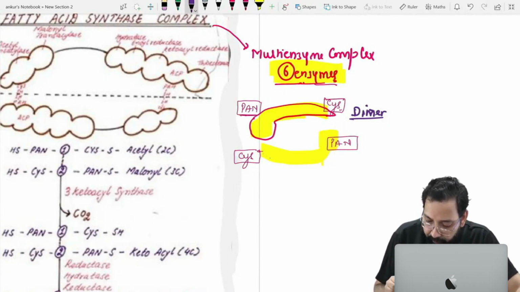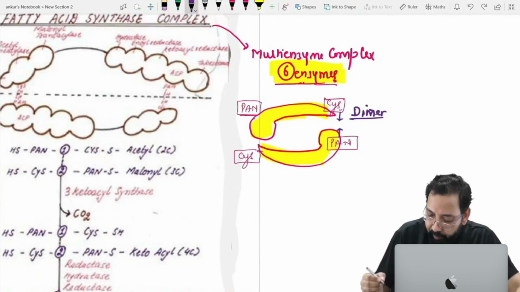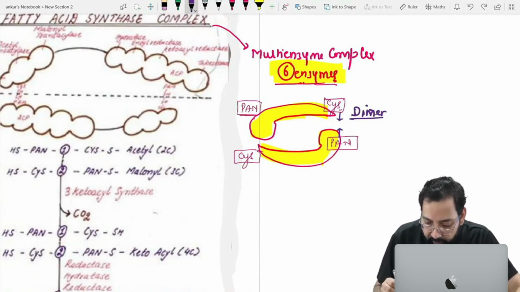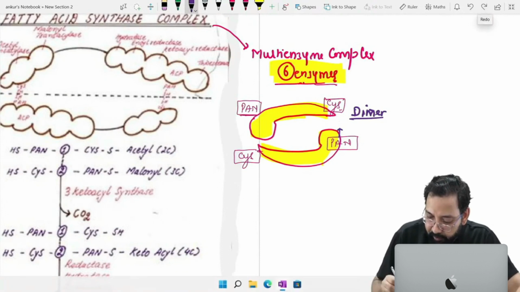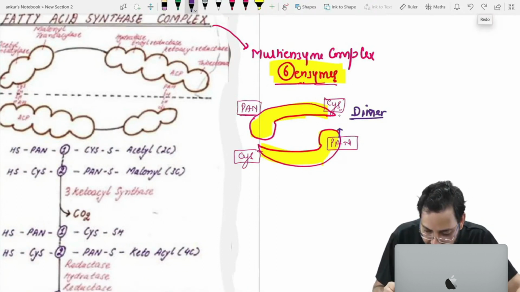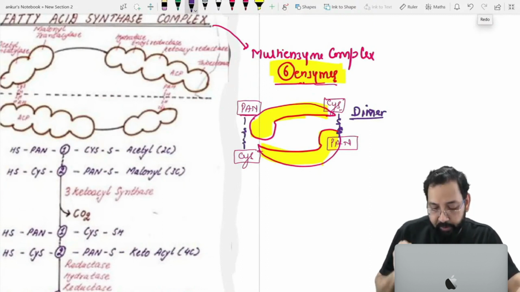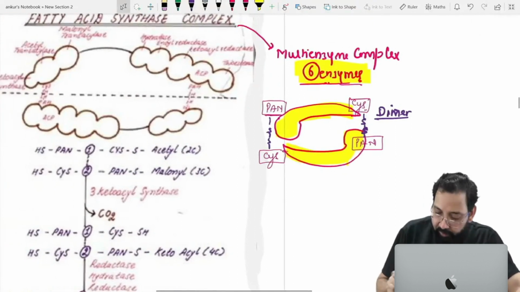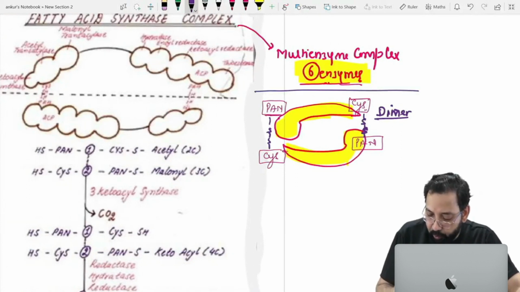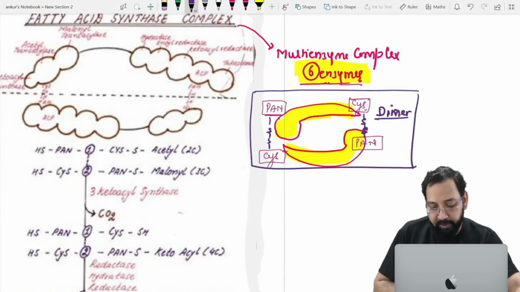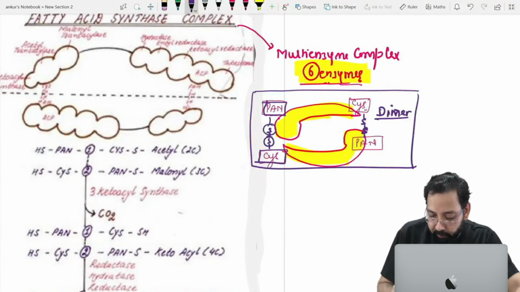You all know, wherever sulfur is there, it has a tendency to attach with another sulfur to make a disulfide bond. So you can see that these two monomeric units are arranged in head to tail fashion. The cysteine end is attached with the pan end by a disulfide bond, and the pan end is attached with the cysteine end by a disulfide bond. Okay, clear?